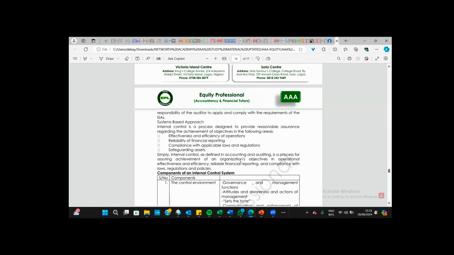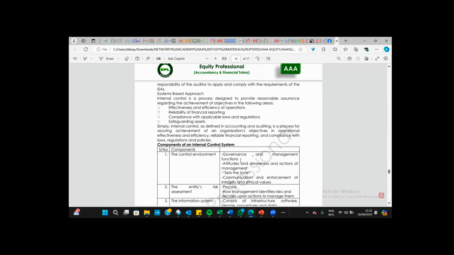Now, for you to assess or evaluate that your internal control system is efficient and effective, you need to look at the components of a good internal control system. So for you to say you have a good internal control system, number one, you must have what we call the control environment. What is the control environment? The control environment is that area that is being controlled by the management and those charged with governance, that is the board of directors and management. They are the ones that control this environment.